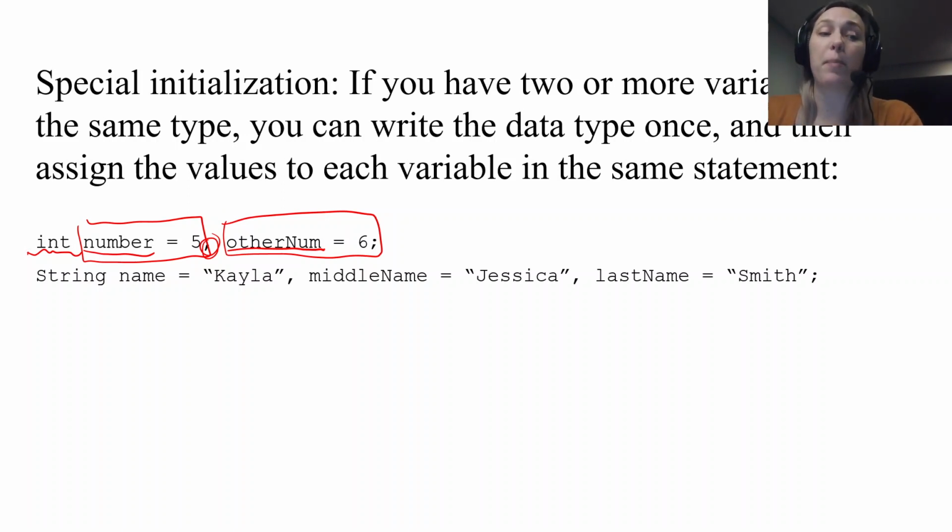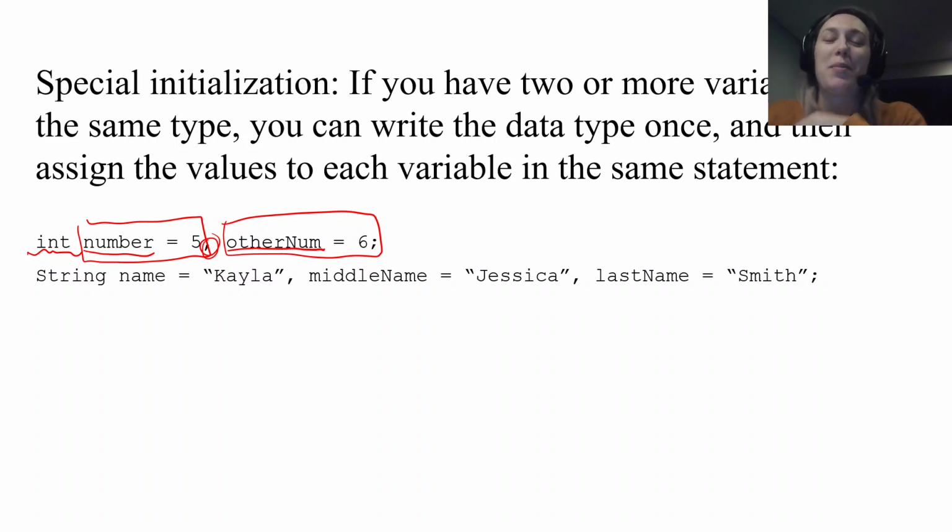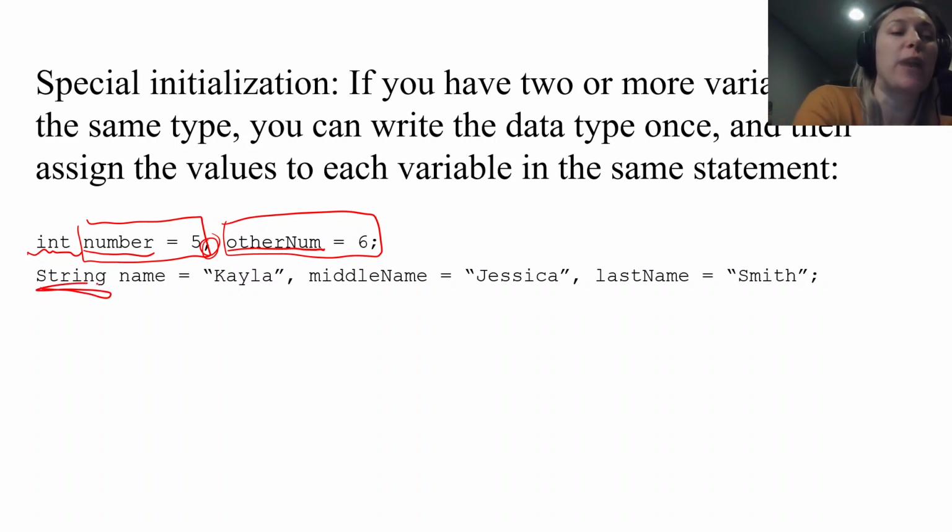Here's also an example right below it of using a string. Name equals Kayla, comma, middle name equals Jessica, comma, last name equals Smith. I made those last two up. So you can do that. You might see it on the exam. Don't let it throw you off, it's just a shorthand way of creating many variables at a single time.